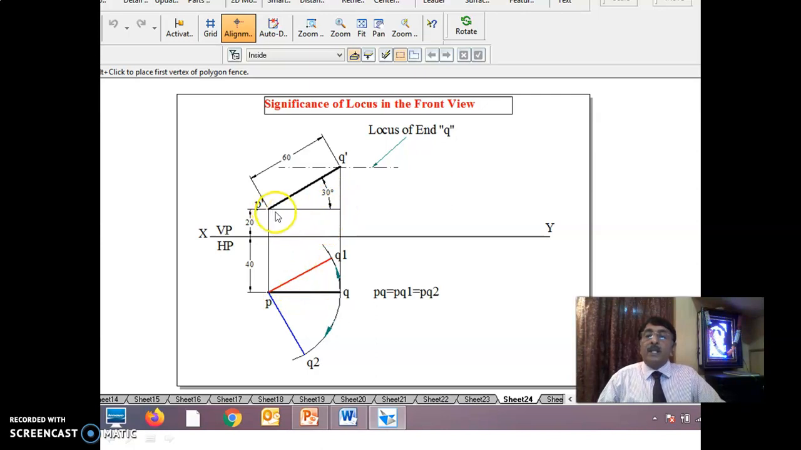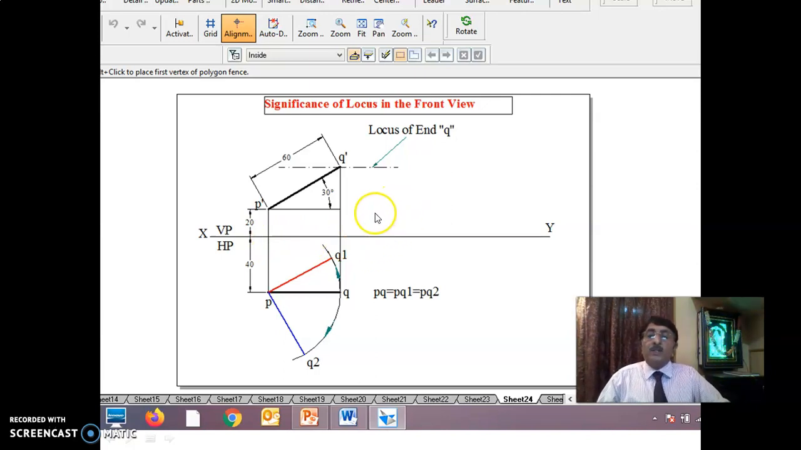In the same way, if I say the line is lying in VP, then instead of writing that end P is 40 mm in front of VP and Q is 40 mm in front of VP and all that, if I say the line is lying in VP, make PQ lie on the XY line. That is the top view, you will make it lie on the XY line. That means the distance of P and Q in front of VP becomes 0, so the line is lying in VP. These things you know already.